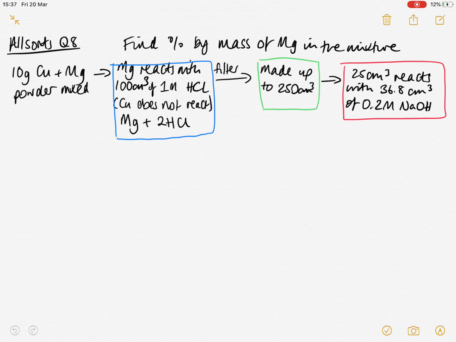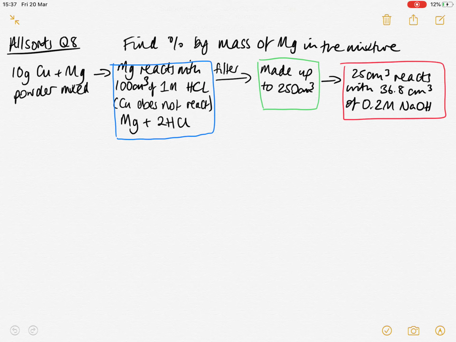So 10 grams of copper and magnesium powder was mixed with hydrochloric acid, and the magnesium reacts with the hydrochloric acid, but the copper doesn't react, and they've given us a ratio. It's then filtered. The purpose of that is to get rid of the copper that hasn't reacted. And what we'll have is the magnesium chloride product solution that goes through the filter, but also we have unreacted HCl. That's the thing to realise.